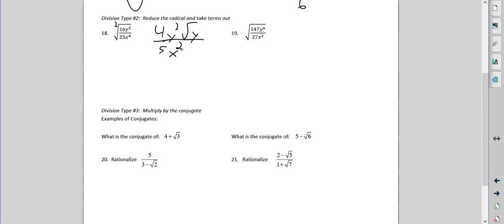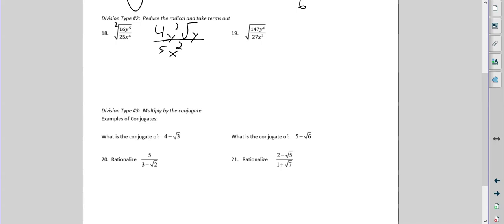So always simplify first, because if you did this problem and actually multiplied by 25x to the 4th, you'd be creating so much more work for yourself. Okay? Now, like I said, if you can simplify the numbers, it will make your life easier.